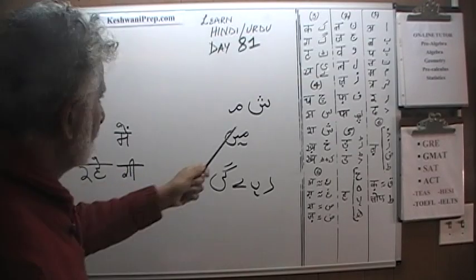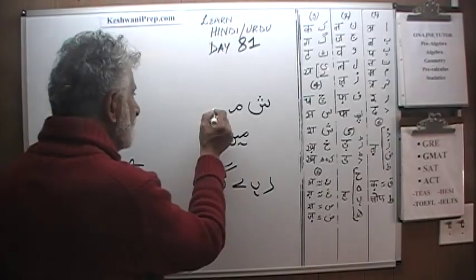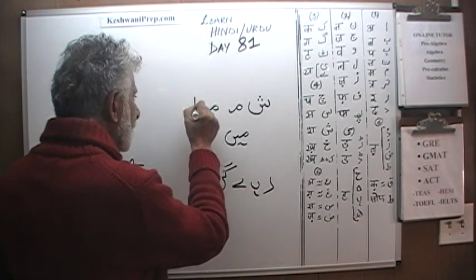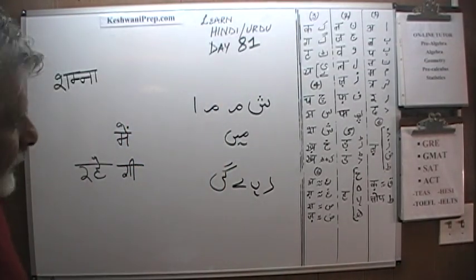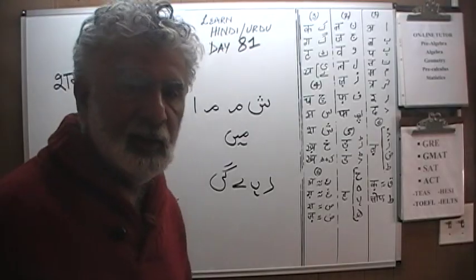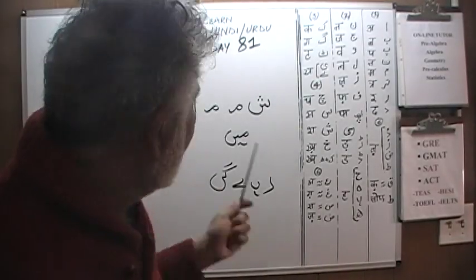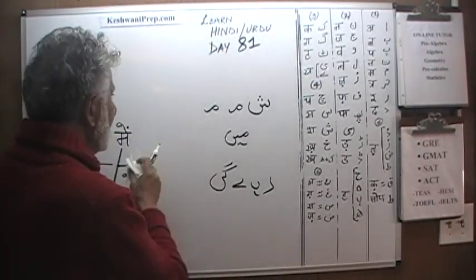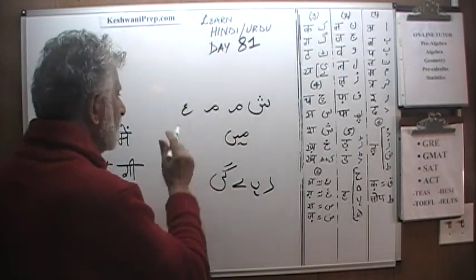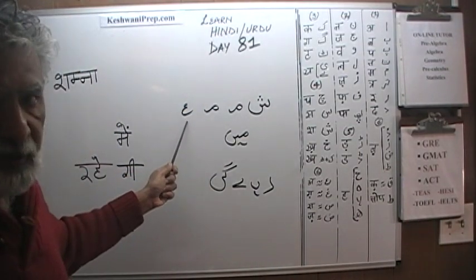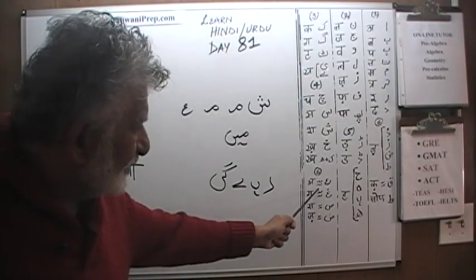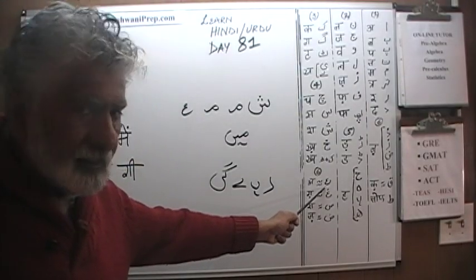Let's see how we do it again. So far we have sham and then we need a ma. Mim and an alif. Shamma. Except shamma is not going to be spelled with an alif. It's going to be spelled with an ain. Ain. It does not exist in Hindi. It is approximate. We did it on day number 6. Ain. Shamma.